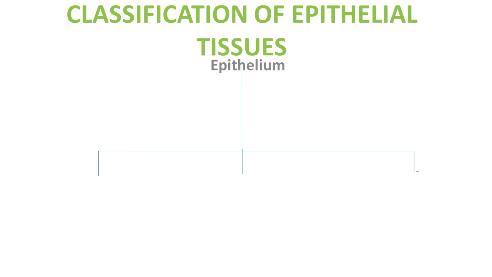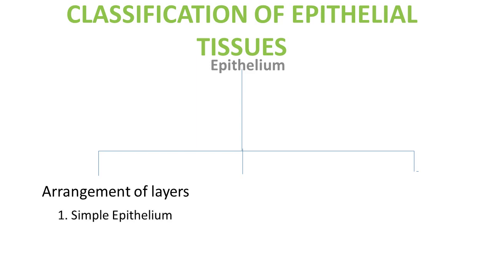Next, we shall look into the classification of these epithelial cells. How actually is it classified? Based on different parameters, the epithelial tissues are classified into different types. Let's see what are those different types of epithelial tissues. First important parameter is arrangement of layers, how actually the epithelial cells are present. Depending upon that, we can classify the epithelial cells into simple epithelial, stratified epithelial.